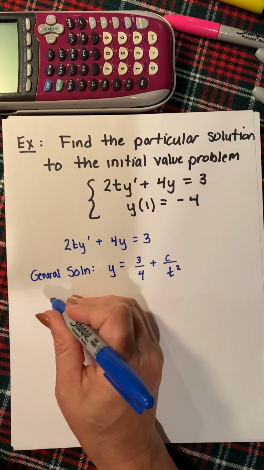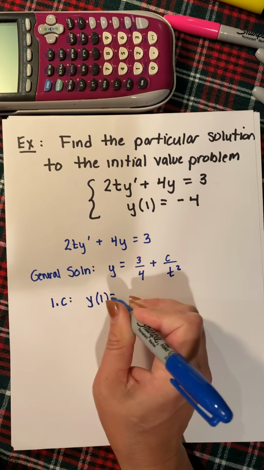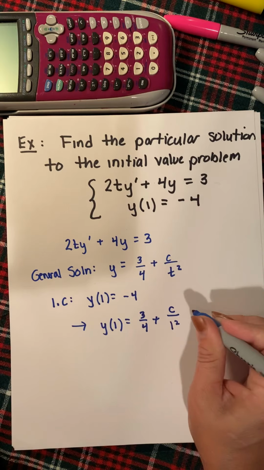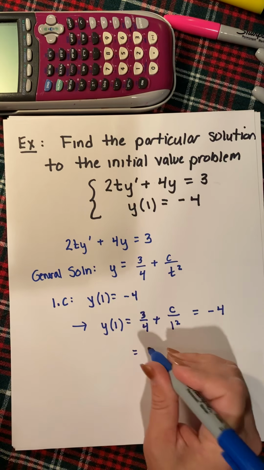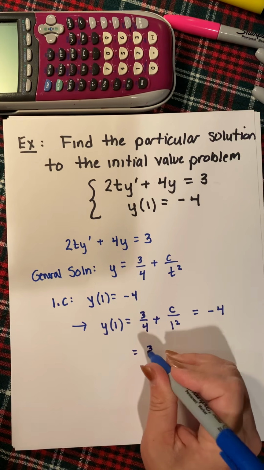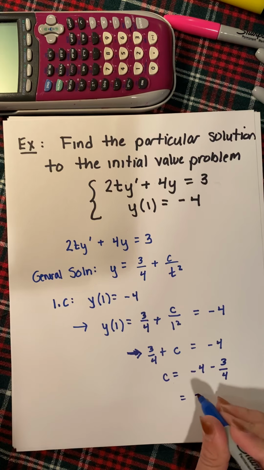Now we have the initial condition. The initial condition is that when we put 1 in for the input, negative 4 is the output. So y of 1 would be 3/4 plus, now remember, c is just a constant. The input variable is t, so it's 1 squared, and the output's going to be negative 4. So now we solve this for c. 3/4 plus c over 1 squared is just c equals negative 4. Let's do that instead. C equals negative 4 minus 3/4. So that's negative 16/4 minus 3/4, which is negative 19/4.